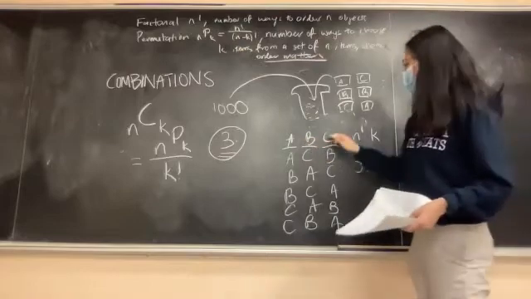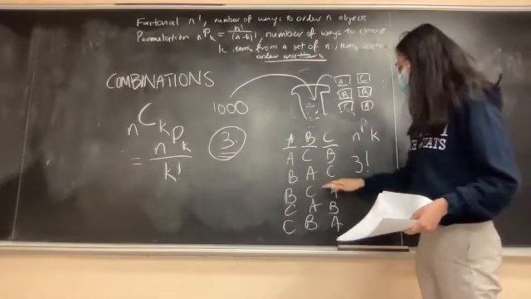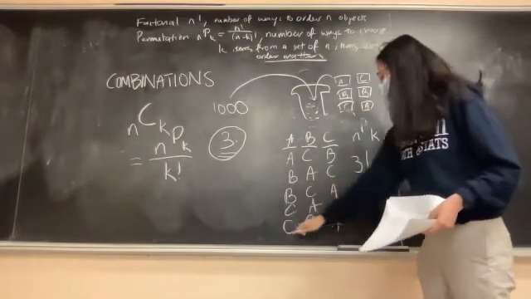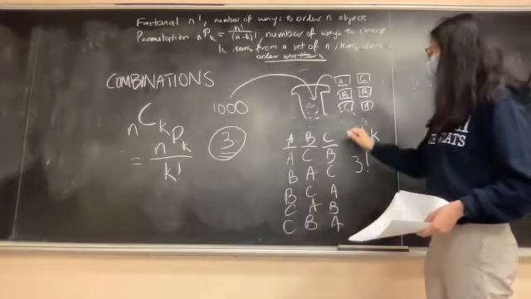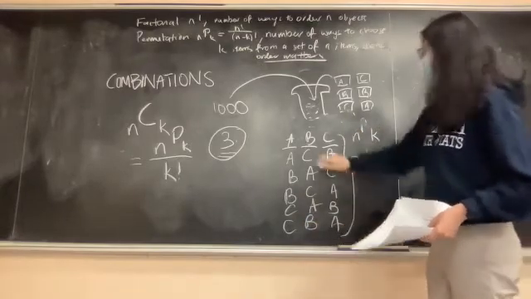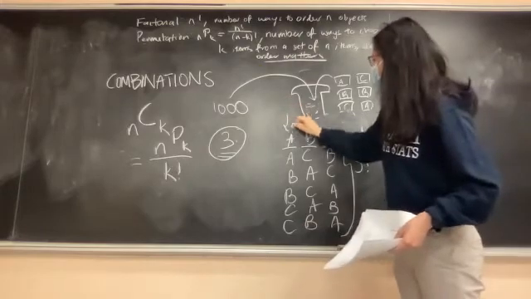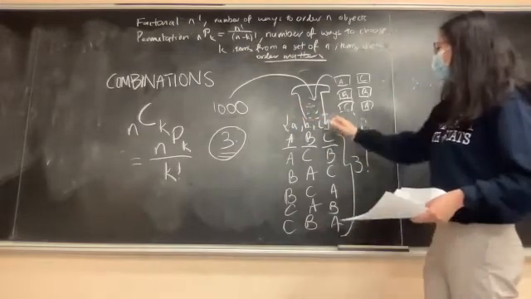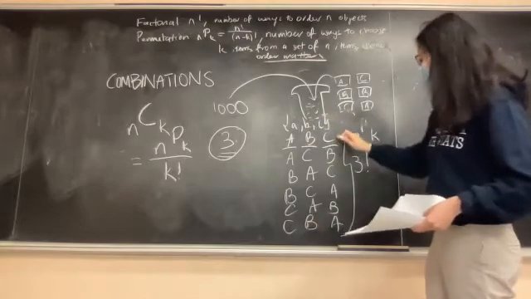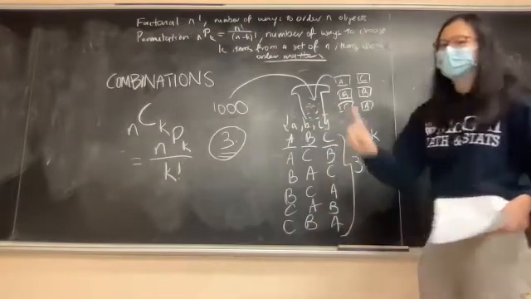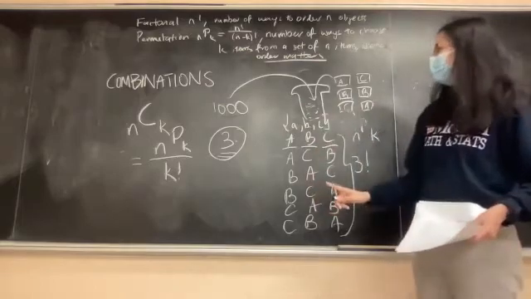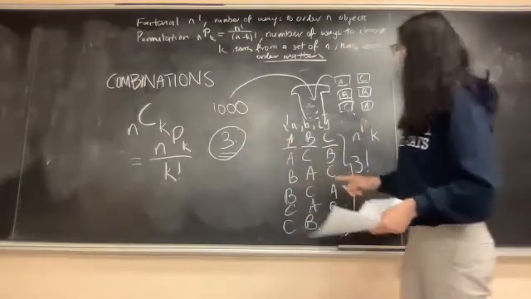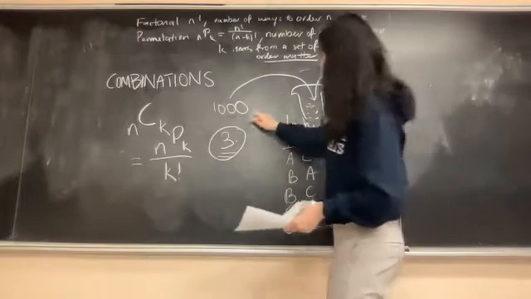So ABC is ACB, BAC, BCA, CAB, CBA. There's 3 factorial ways to order the set of A, B, C. So since ABC is counted 6 times instead of 1 time like we want, we just divide everything by 6. In this situation, we just divide.